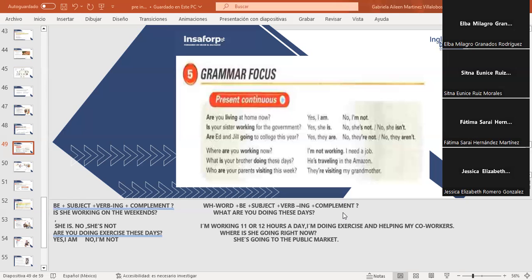Oh, Sara, no estamos usando el will. Vuelvo a recalcar. WH word, verb be. Stop. Vean lo que hemos escrito aquí abajo, por favor. No, recuerden, estamos practicando, we are practicing our English. Es válido cometer errores, okay? Don't worry to make mistakes, pero para eso estoy yo, para corregirle, okay? I'm going to correct your mistakes. No se sientan mal por eso, okay?